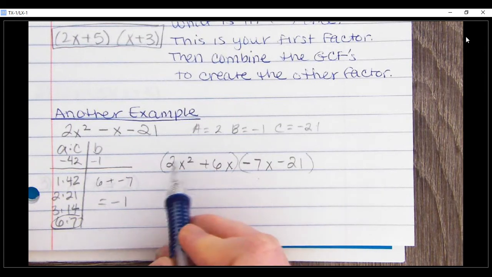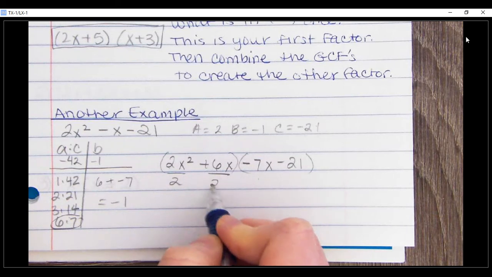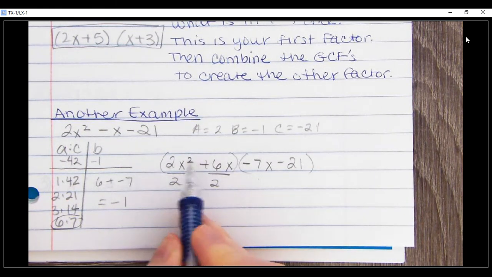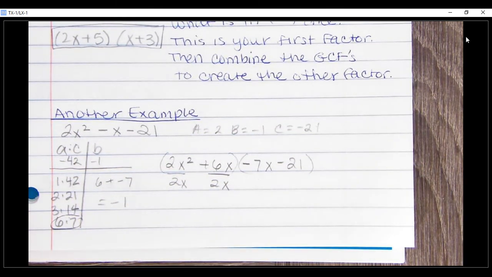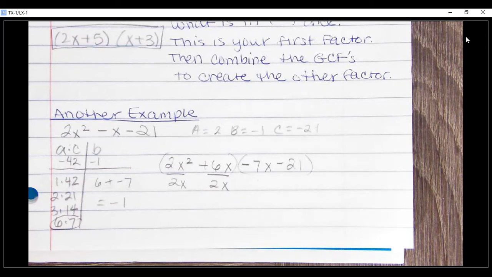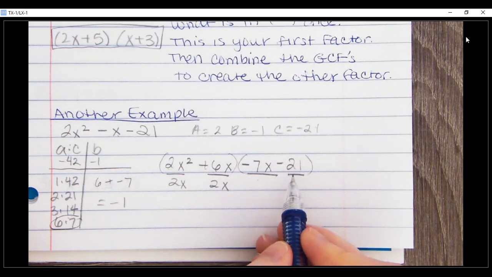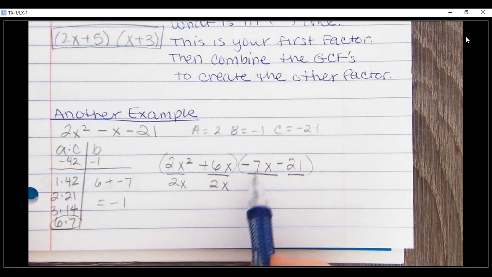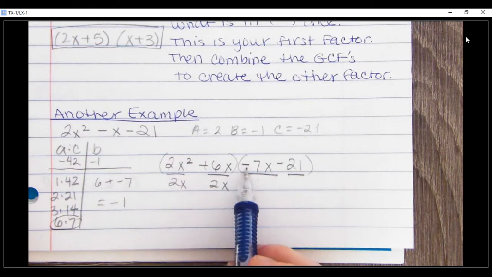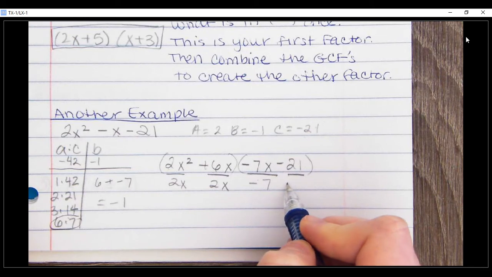Over here in the first set, I have a 2 and a 6. Well, I know those can be divided by 2. I also see that both of these have x's. So I can take out an x as well. Here's a little hint. You should be able to take out an x in the first set of parentheses, but never in the second set of parentheses. Okay, let's look at the second one. I have a negative 7 and a negative 21. Always try to take out a negative, especially if this first term is a negative. So if you see that negative there, always make sure you're taking out a negative. And I can take out a negative 7 on both of these.